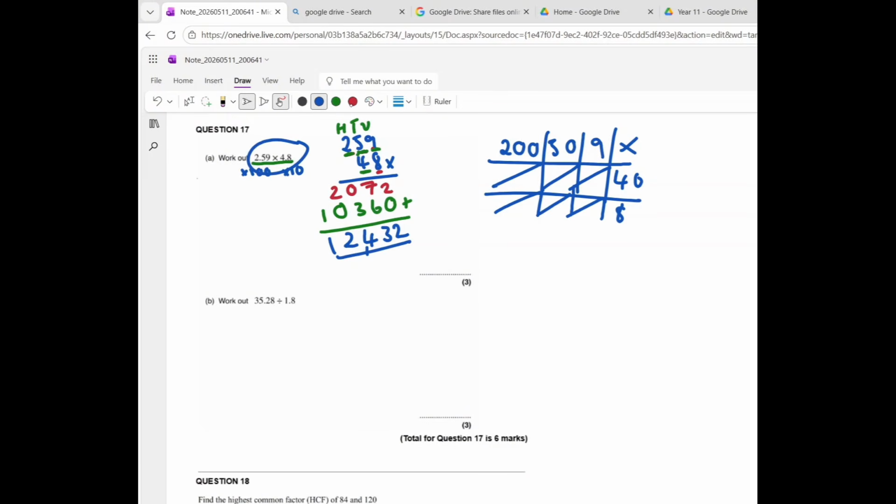However, because I timesed my original calculation by 100 and by 10, I need to divide my answer, because this answer is 1,000 times bigger. So I need to divide my answer by 100 and then by 10, or divide by 1,000, to give me 12.432 as my final answer. So you get a mark for having the decimal in the correct place. So 2 marks for having the correct digits, and then the 3rd mark for having the correct placement of your decimal point. So that is question 17A.